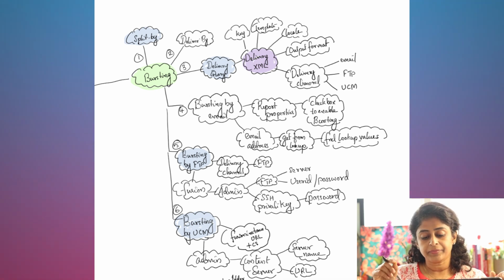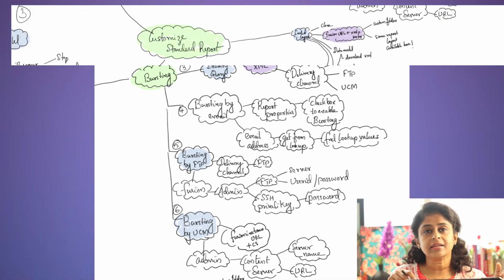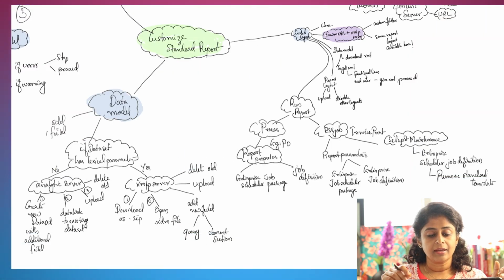Bursting by UCM. Here you will provide the Universal Content Management Server URL, and content server details like server name and URL need to be configured in the admin section. Next is customizing standard reports. Standard reports are pre-built, but often you will need to tailor them to match your organization's processes.